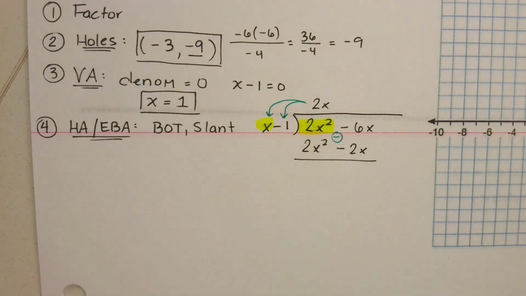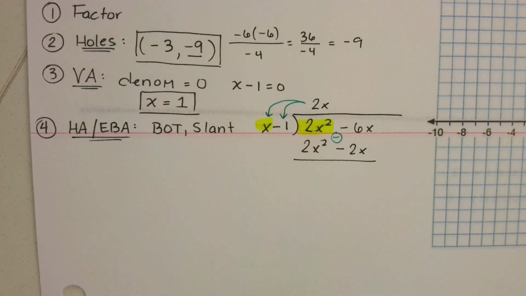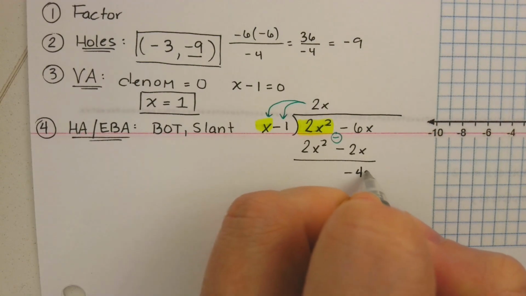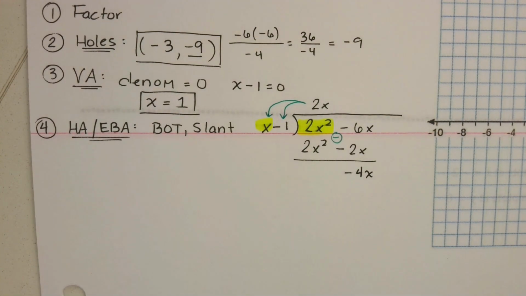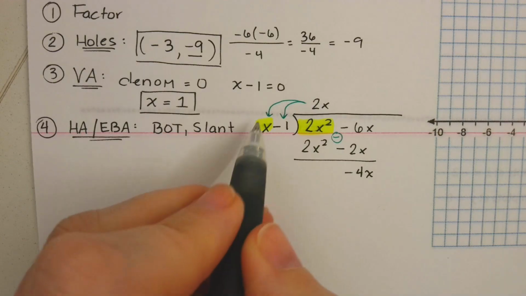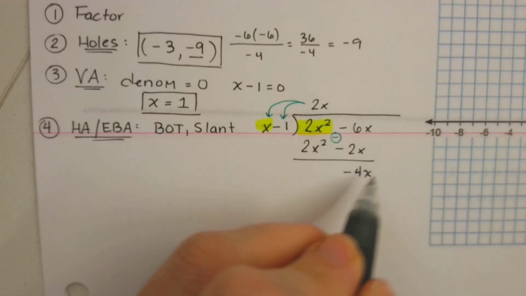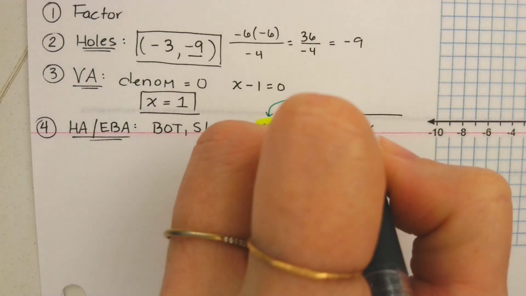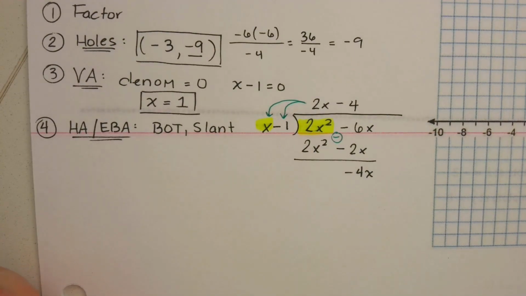Subtract. And then right here is the most common mistake on just basic subtraction. Negative 6 subtract negative 2 is negative 4. Yes, negative 4x. See? Most common mistake. Okay, and then let's do one more round of division because I still need an mx plus b right here. So I have this x. I need it to be a negative 4x. What am I going to multiply by to get x to be negative 4x? Negative 4. Very good. And you can stop right there.